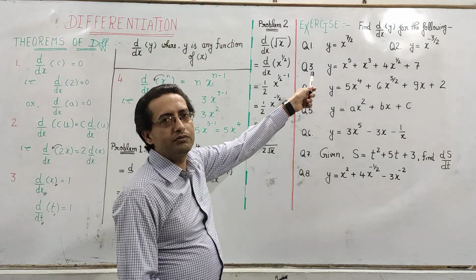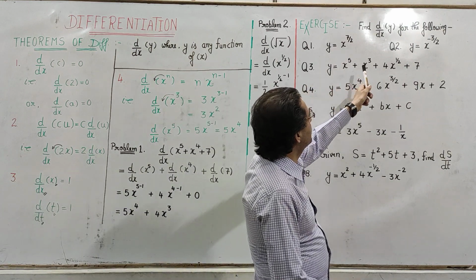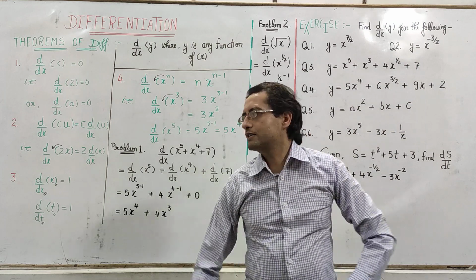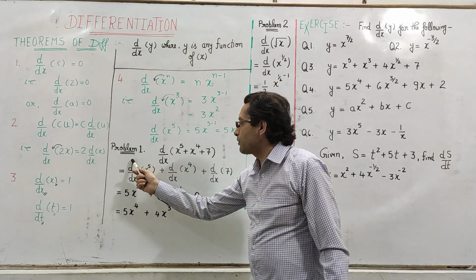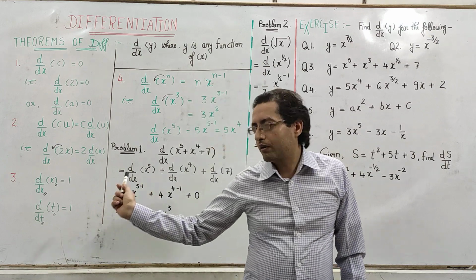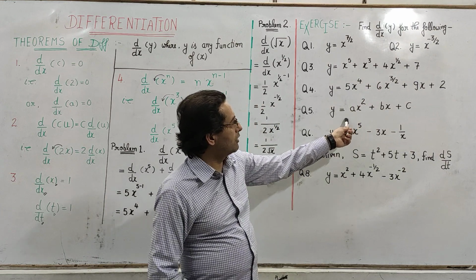In question number 3, y is equal to x power 5 plus x cube plus 4x power 1 by 2 plus 7, and it is very similar to the same problem 1. So we can use this problem to solve question number 3, 4 also.